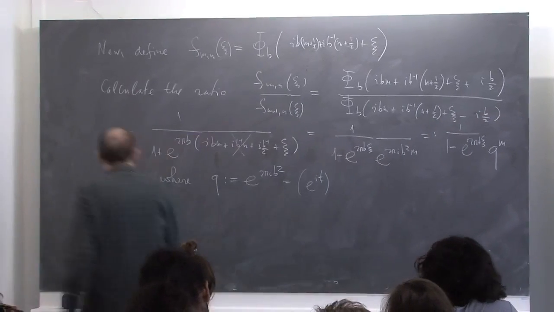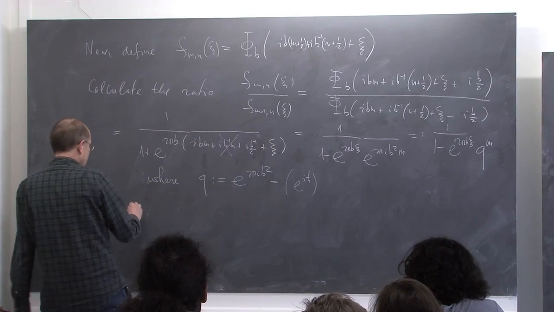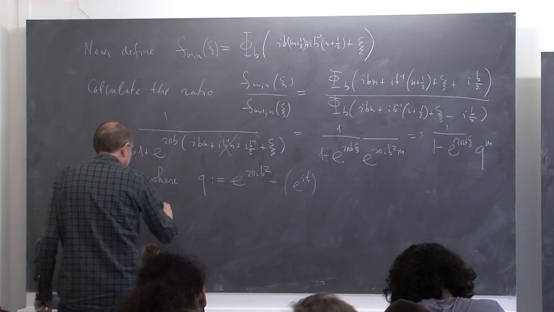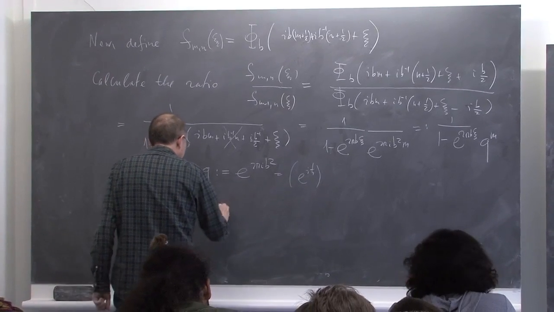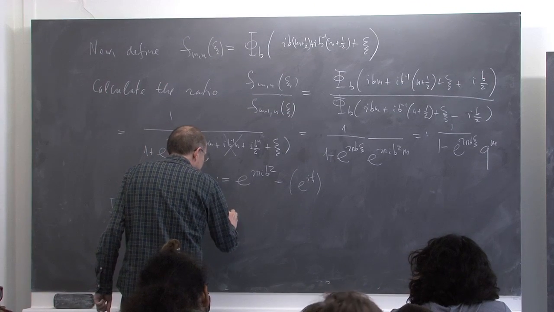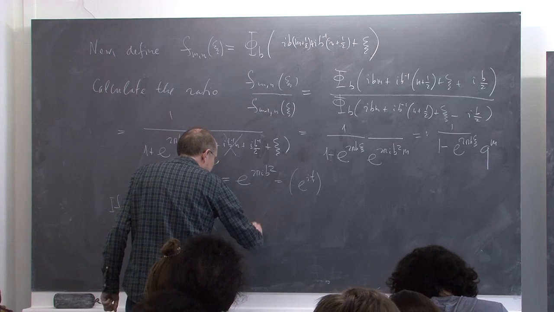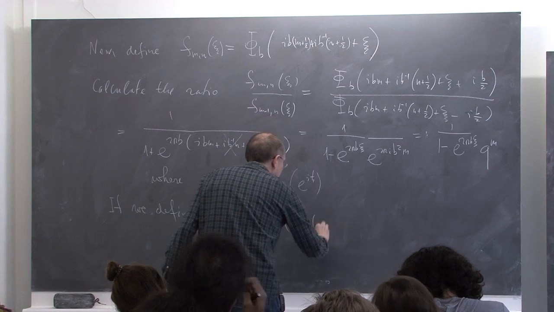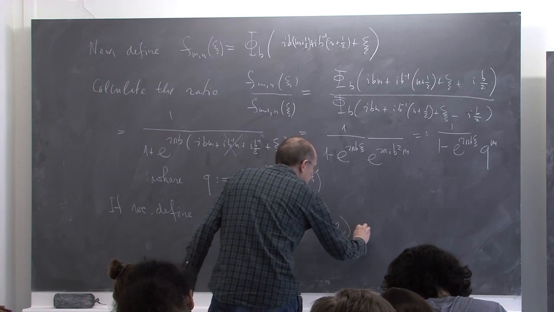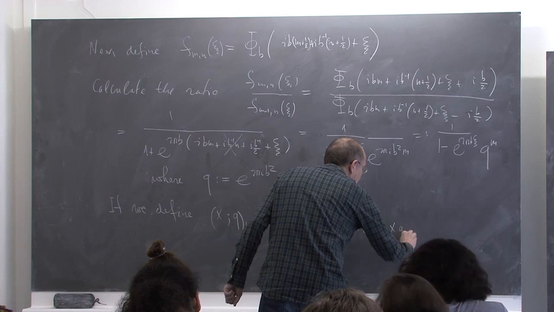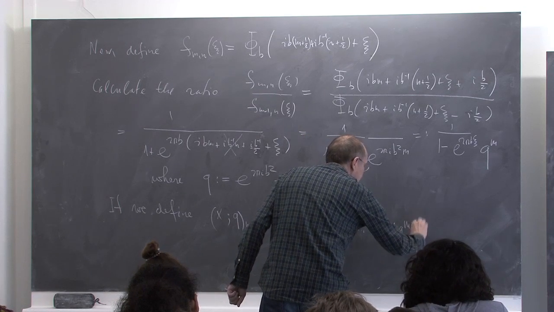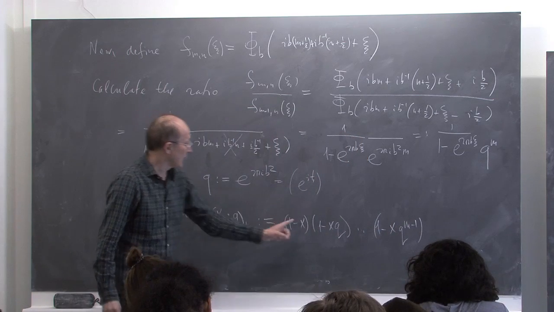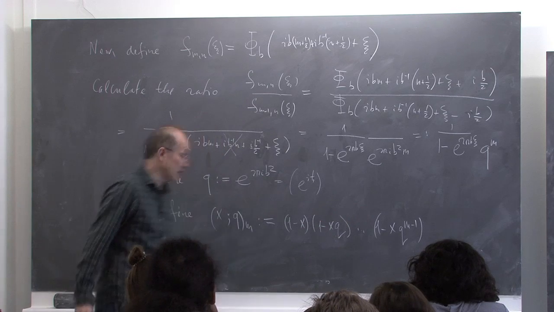Namely, if we define the q Pochhammer symbol, (x; q)_m, to be a finite product: (1 minus x)(1 minus xq), and so on, up to (1 minus x q^(m minus 1)). Why m minus 1? Because we want m terms. And we start counting from 0, so we end with m minus 1.